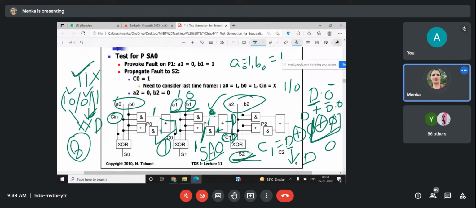Ma'am, then the values of A0 B0 are also our test vector, A1 B1 are also a test vector. Yes, the test vector in the sequence, that is, in the sequence you have to mention the sequence, okay, at time frame 0 this, 1 this and 2 this, then this will form the test vector. This is not a single set, this is a sequence of input test vectors.